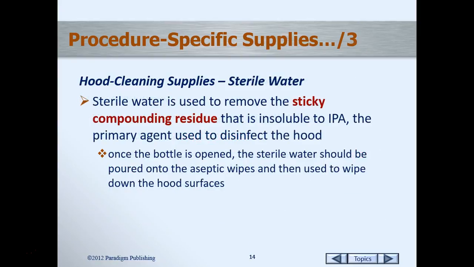Sterile water is used to clean the hood, to remove any sticky compounds, anything that won't be dissolved by the isopropyl alcohol. So we have to sometimes clean it first. We may also have some antimicrobial agent in our sterile water. Once we open that sterile water, we pour it out onto our aseptic wipes, but we also will put a 24-hour beyond use date once that product is open.